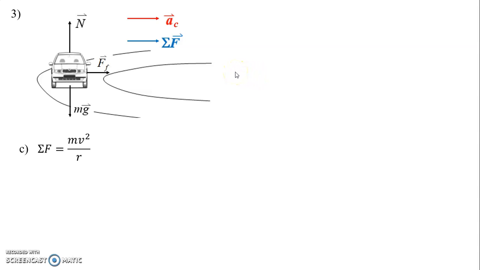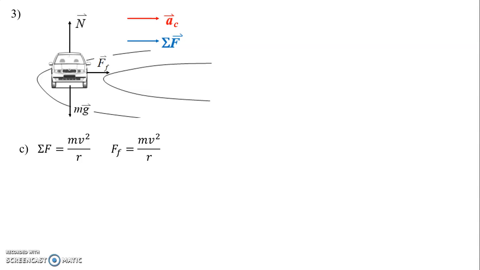So we can say that sigma F equals mv squared over r, or if you've done sigma F equals mac, that's great, but we need to get the speed into this, so we need to replace a sub c with v squared over r. And the net force, the centripetal force, is provided by the friction force. So in this case, we just substitute in friction force equals mv squared over r. And at this point, you could rearrange and solve for v if you'd like to, but let's see if we can keep going with the equation, see if we can simplify it further.